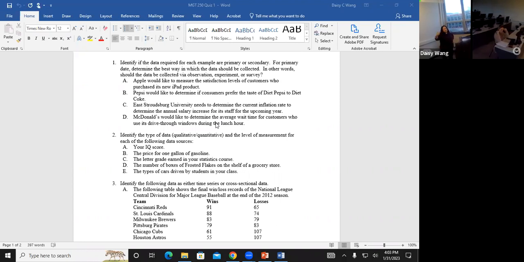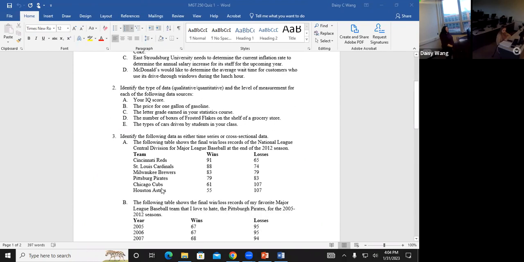It has an order, and the order means different things. And then the number of boxes of Frosted Flakes, it's an integer, but it's still ratio, okay? So it's a ratio. Some people put interval, but we can say 0 boxes, and the 0 means 0. And then the last one, the types of cars driven by students in your class. So that will be nominal, okay?